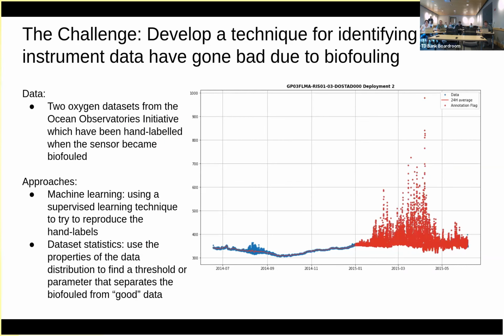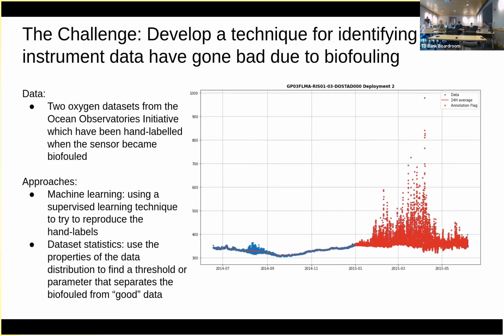And so the challenge was to try to develop a technique for identifying when instrument data has gone bad due to biofouling. The figure on your right is a time series of oxygen data from an Ocean Observatories Initiative oxygen sensor deployed in the North Pacific. And the red dots are data that was hand labeled when the instrument became biofouled.